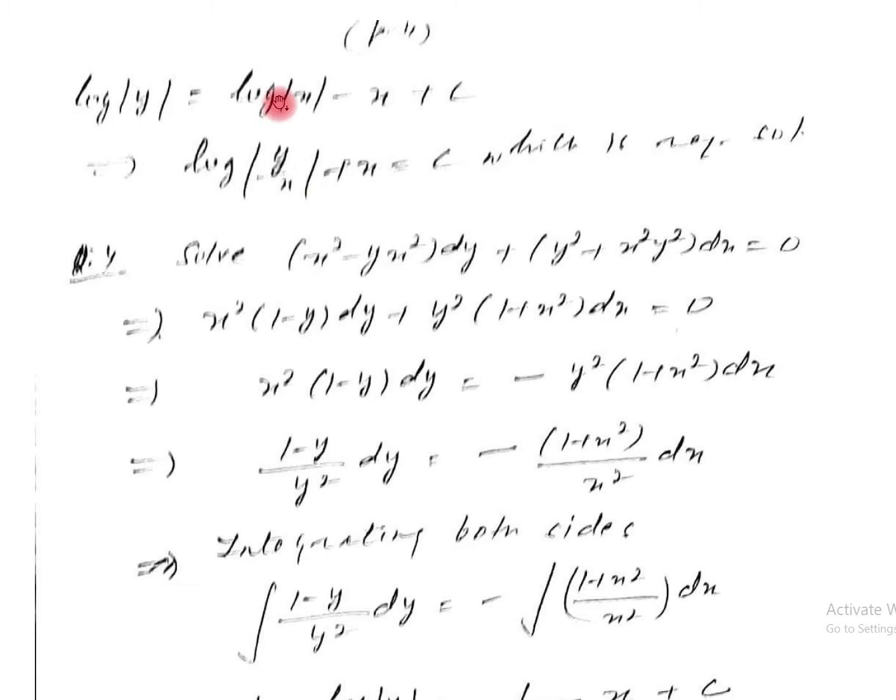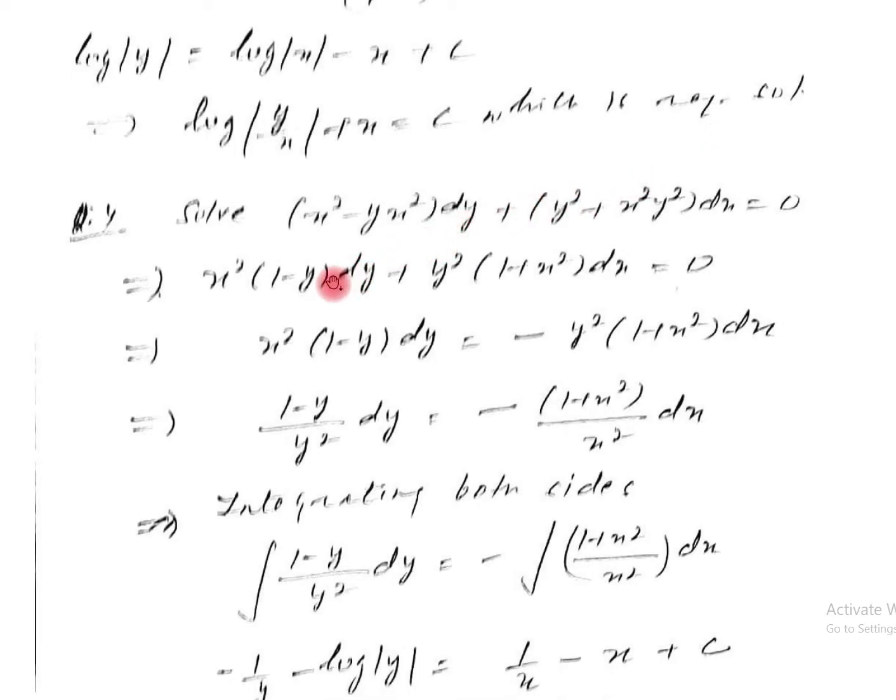Now here we can bring all these terms to the left hand side. It becomes log of y minus log of x. Using the properties of logarithm, it can be written as log y upon x plus x equal to c, which is the required solution. Now let us see the next question.